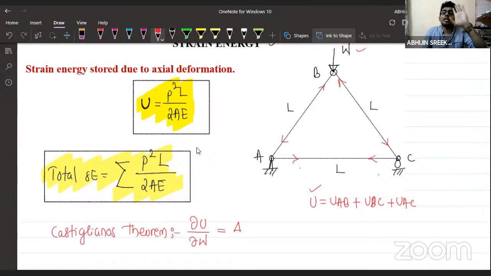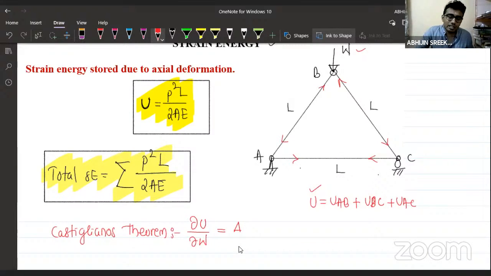Where the loading is applied, in the direction in which I applied the load. Getting my point? Castigliano's theorem. What is the meaning of Castigliano's theorem, or what is he saying in it? If you take the partial derivative of total strain energy with respect to a load acting at a particular point, that partial derivative will give you the displacement at that particular point of application of the load, in the direction of the load given.